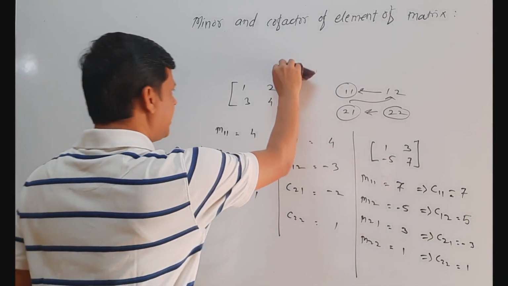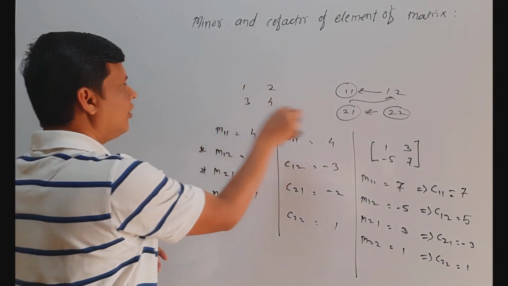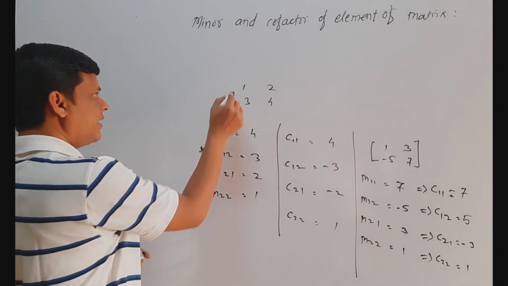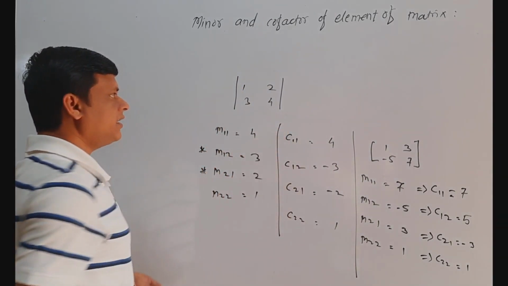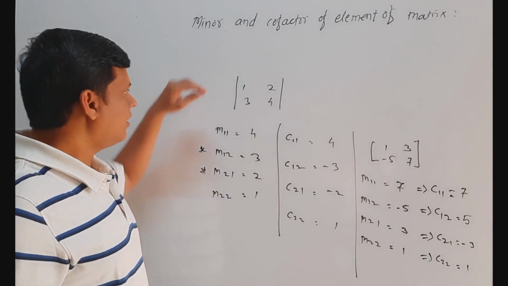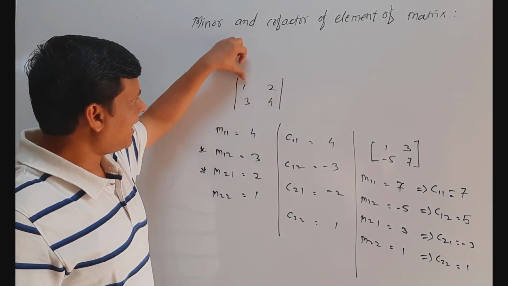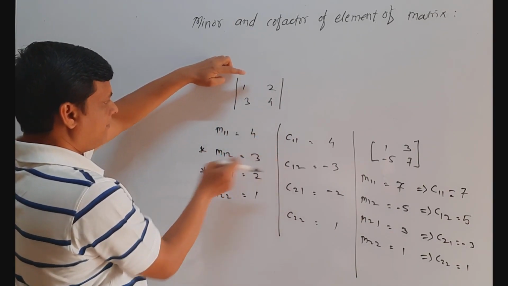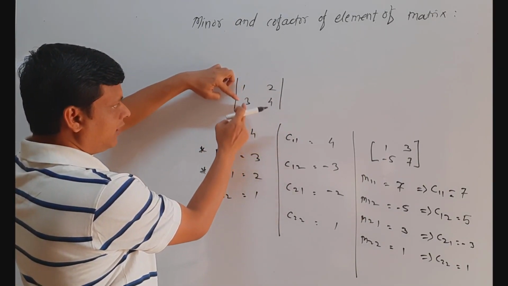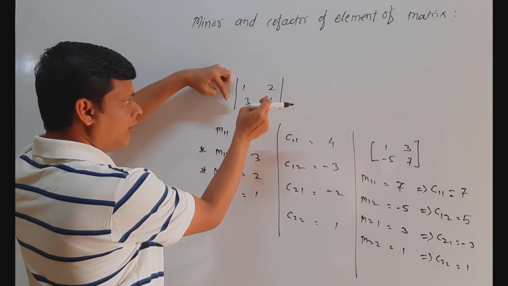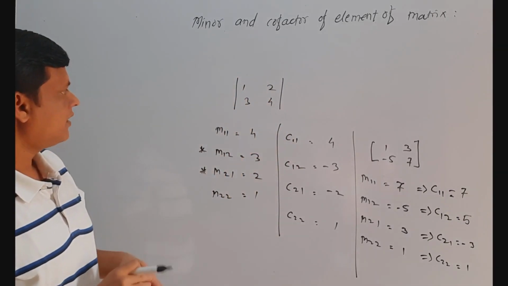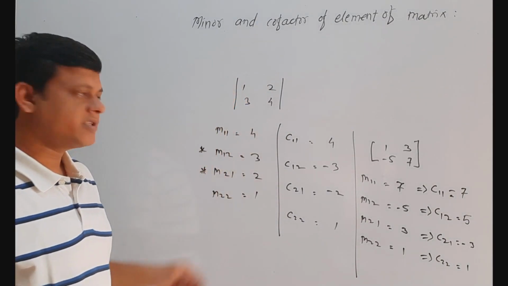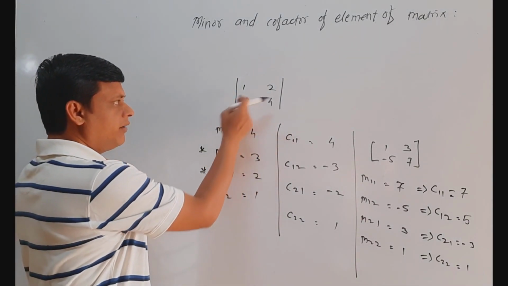So while calculating the minor and cofactor of the elements of determinant, you can use the same procedure. So instead of writing the elements in square bracket, we write in vertical bar for the determinant. So minor of this 1 is 4, minor of this 2 is 3, minor of this 3 is 2, and minor of this 4 is 1. So for writing the minor of elements of determinant, we use the same procedure. We have to write in a reverse order.